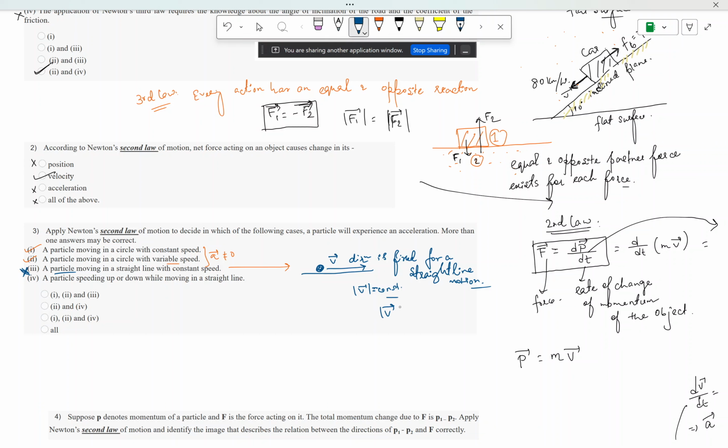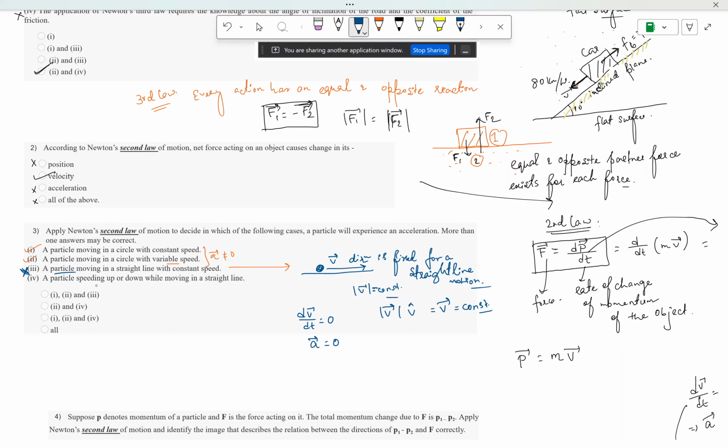So both the magnitude and the direction, that is the unit vector of velocity, are constant, not changing over time. So it will have zero acceleration, because if v is constant, then dv/dt is equal to 0, or the acceleration will be equal to 0. So the third case will have no acceleration.